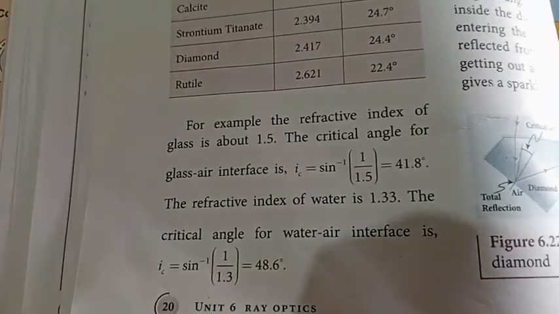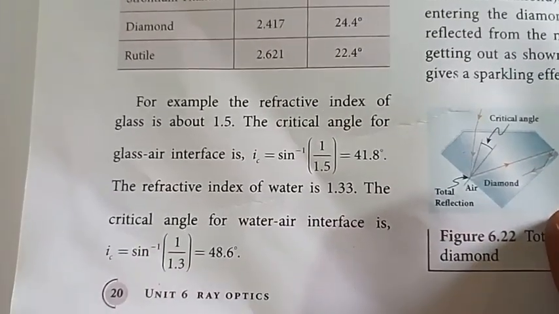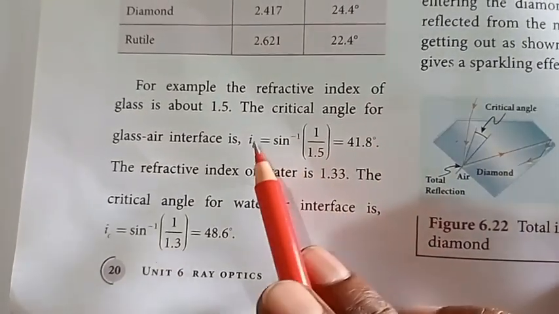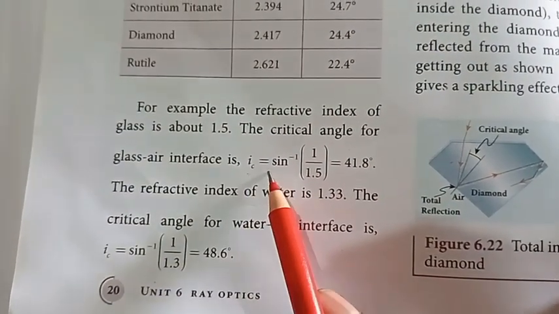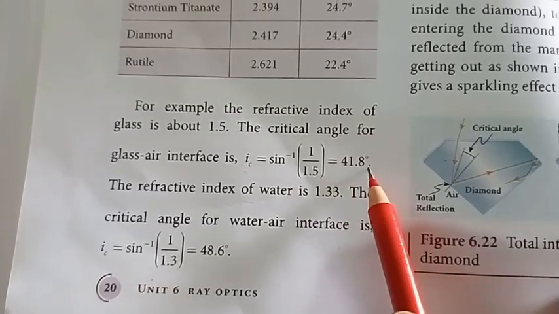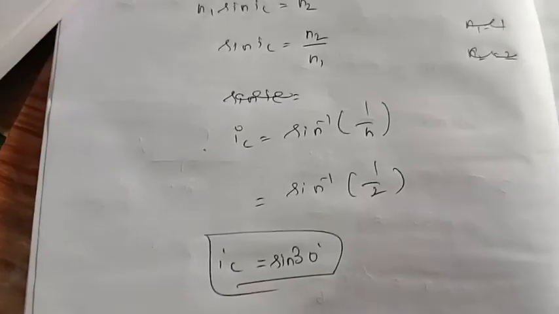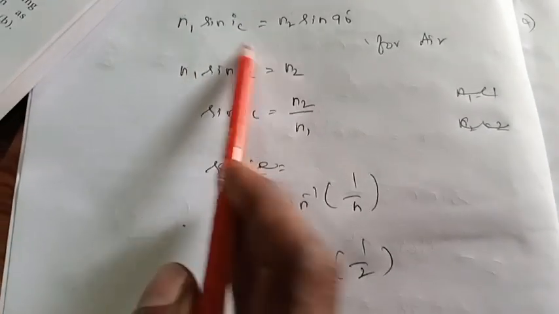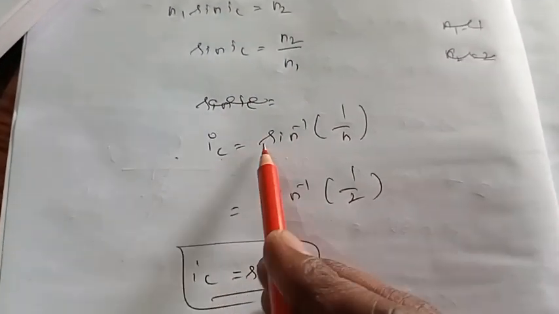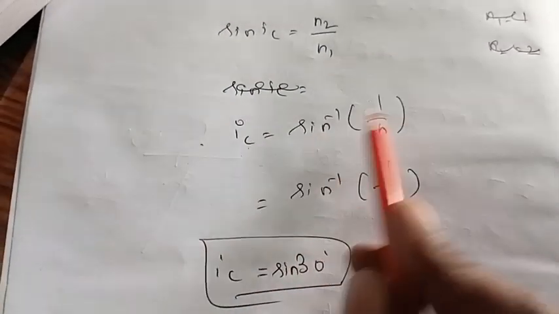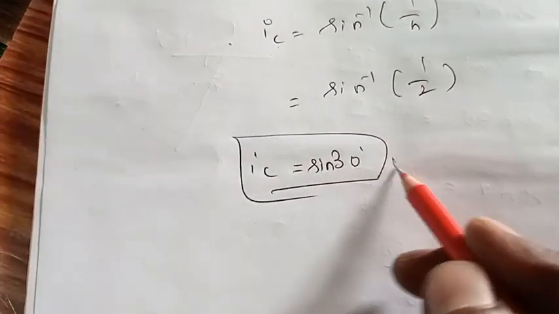So the direct method is on page number 20, where we have the example also. For example, the refractive index of glass is 1.5. The critical angle for the glass interface is IC equals sin inverse of 1 by 1.5, which is 41.8 degrees. On page 19 they give this equation, and on page 20 they give the example. IC is equal to sin inverse of 1 by n. So sin inverse of 1 by 2 means sin 30 degrees. So the answer is 30 degrees.